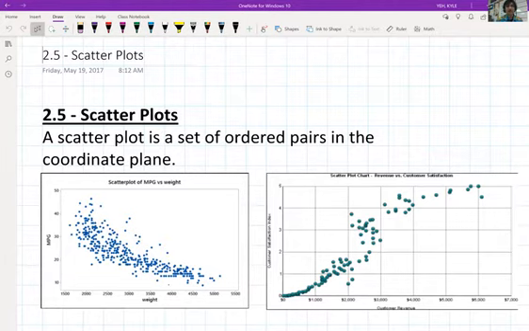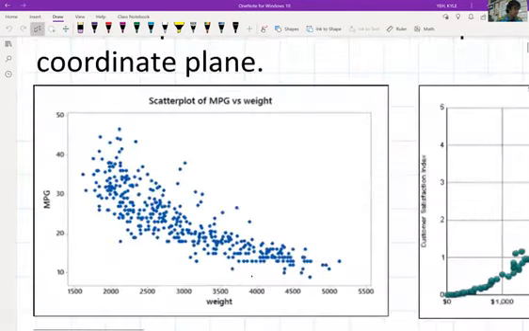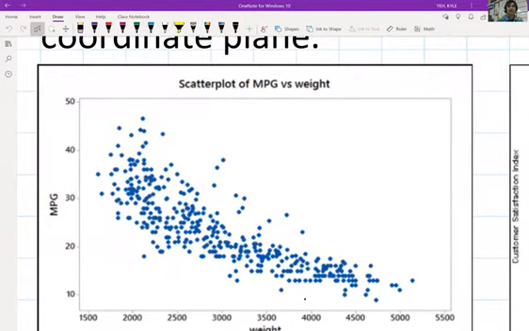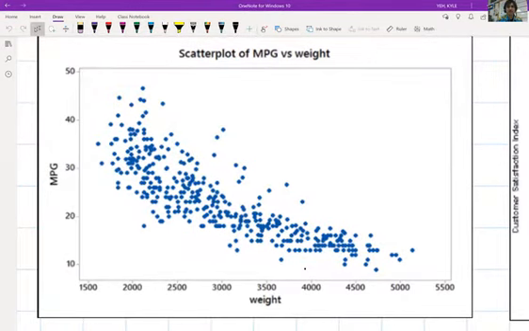So to start, what is a scatter plot? A scatter plot, as you can see from the screen, it's a set of ordered pairs. We know that word set. We know ordered pairs are just XY points. So it's a set of ordered pairs in the coordinate plane. And scatter plots are usually used to map a couple different quantities that we are interested in comparing and seeing if they have an effect on each other. So for example, this scatter plot of mpg, miles per gallon, versus weight. So seeing if there's a trend with lighter vehicles or heavier vehicles having better mpg, maybe, better mileage.